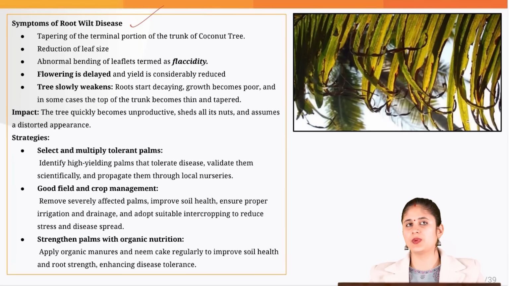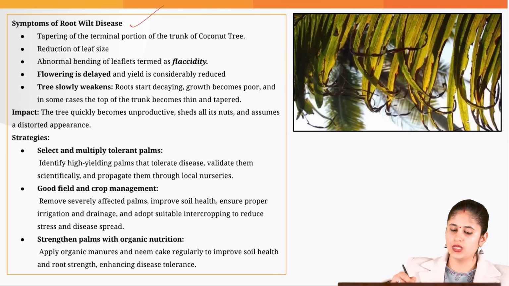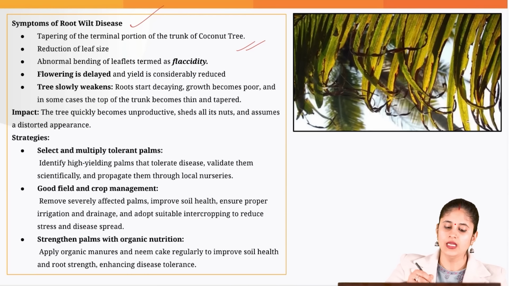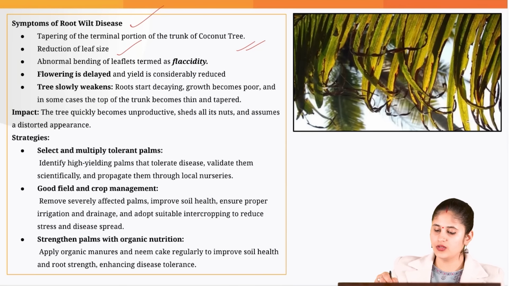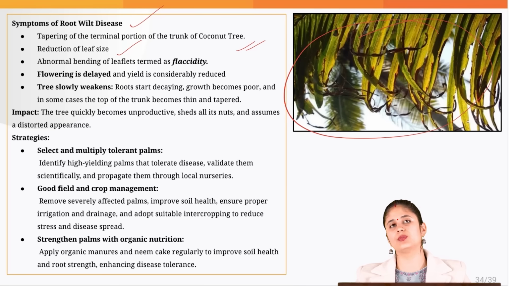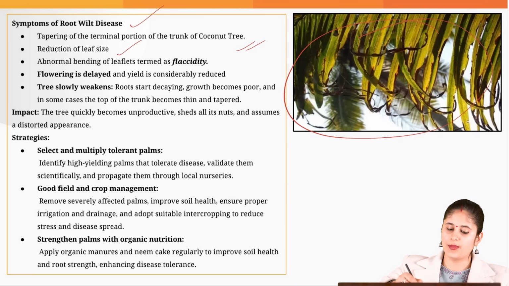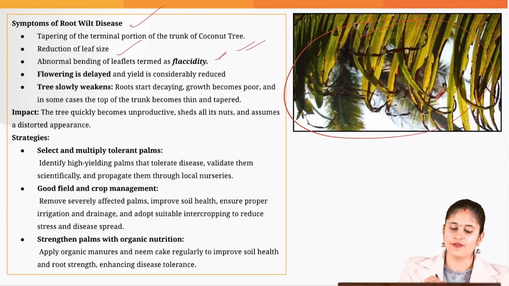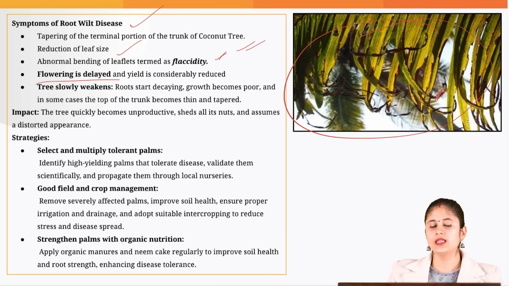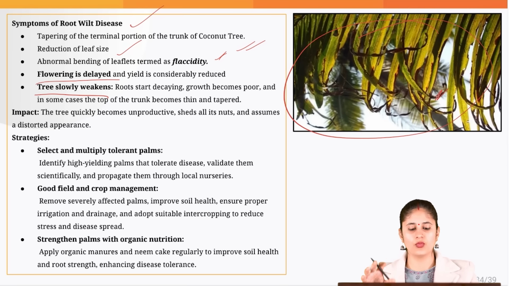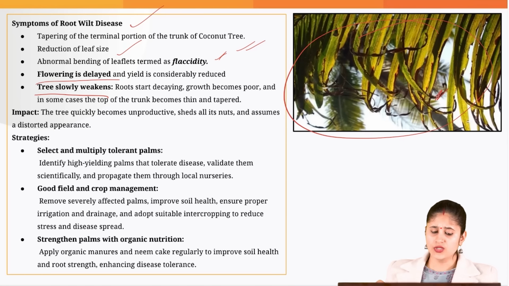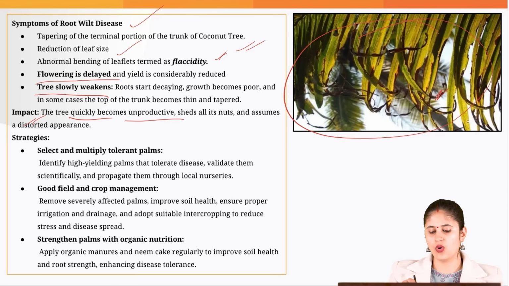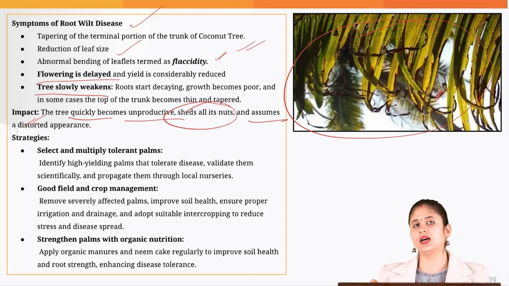What are the symptoms of this particular disease? You will witness the tapering of the terminal portion of the trunk of the coconut tree, reduction in leaf size, and your coconut tree leaves would become like this. Abnormal bending of the leaflets happens just like this, as you can see in this picture. Flowering is delayed and the tree would slowly become weaker. The impact is that the tree quickly becomes unproductive, sheds all its nuts and assumes a distorted appearance.